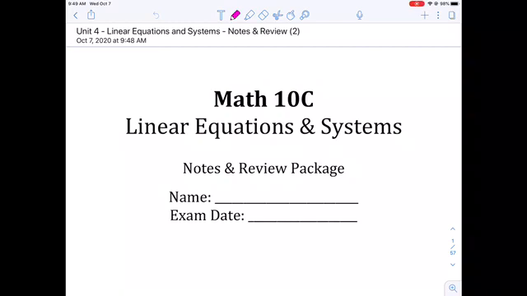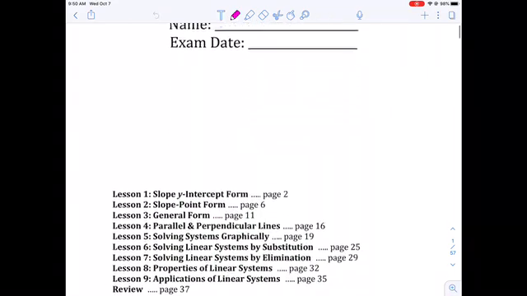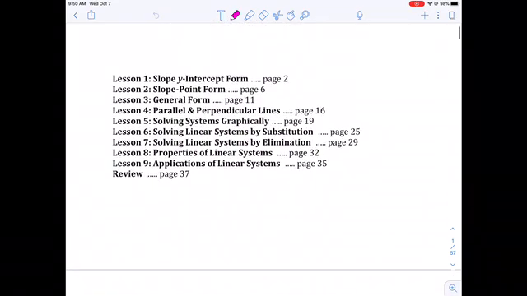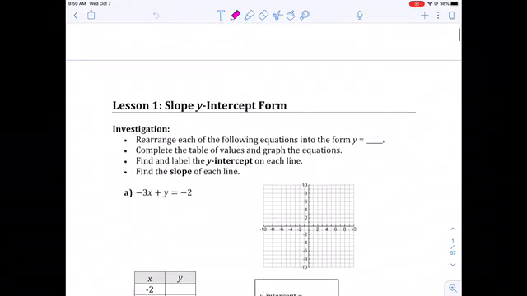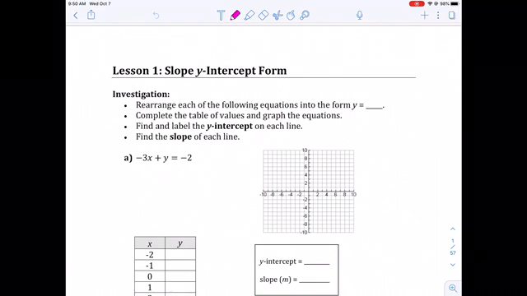Okay, we're going to start the next unit, linear equations in systems, and we're going to look at the first lesson today, slope y-intercept form. So the first thing it says is we want to investigate what happens when we look at an equation such as equation A here, and it says rearrange each of the following equations into the form y equals.